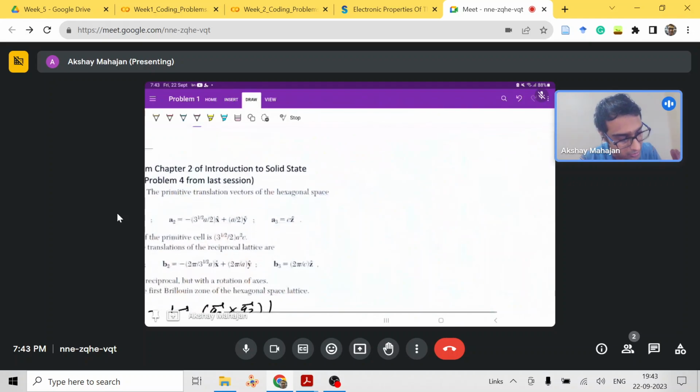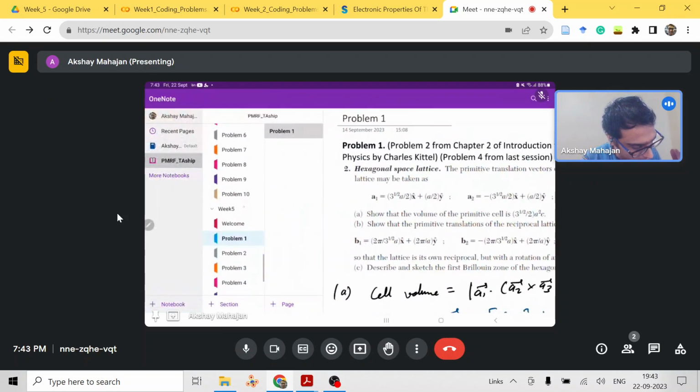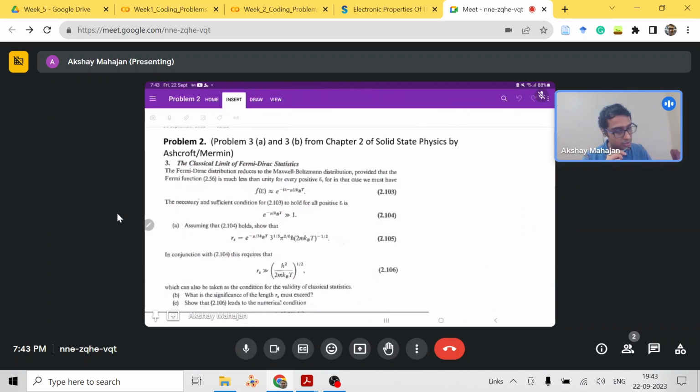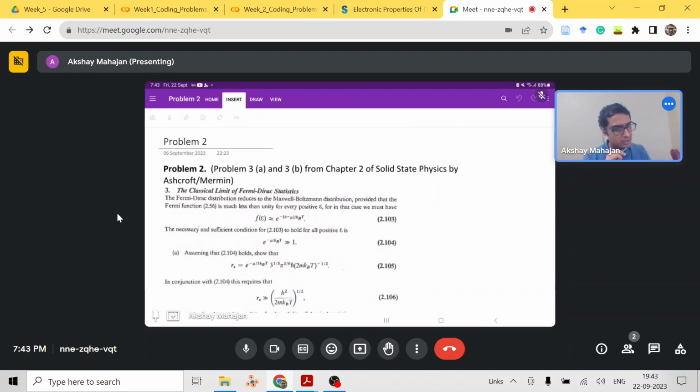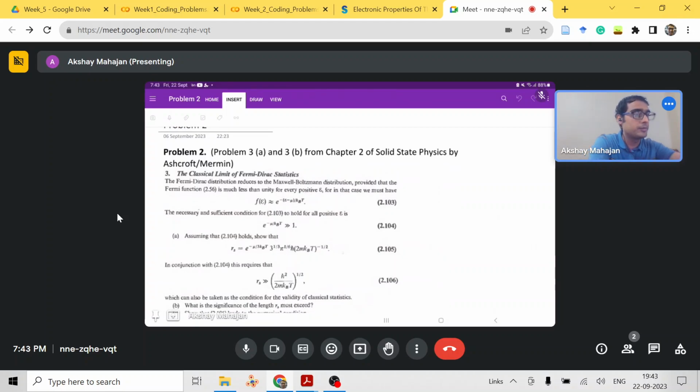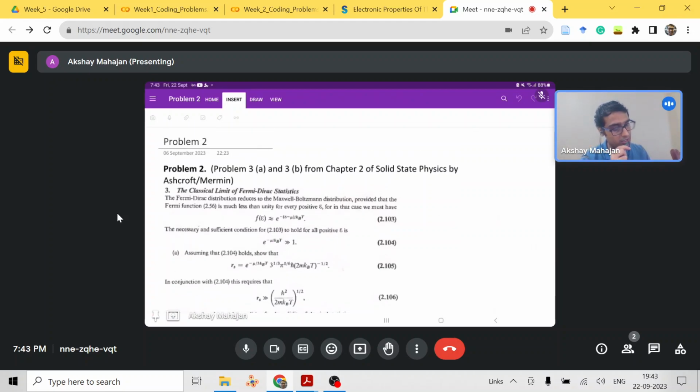So this was our part C, which was remaining. Now let's quickly go to problem number 2. This is from Ashcroft and Mermin, for week 3, regarding the Fermi-Dirac statistics. It is from chapter 2, and we are solving problem number 3, part A and B only.